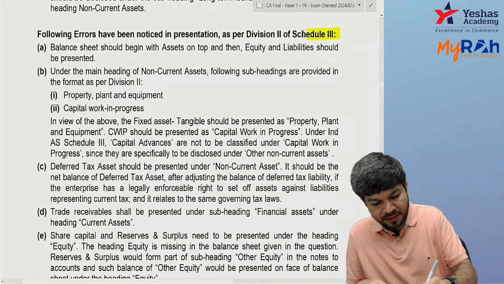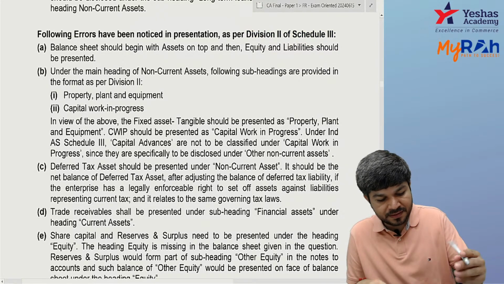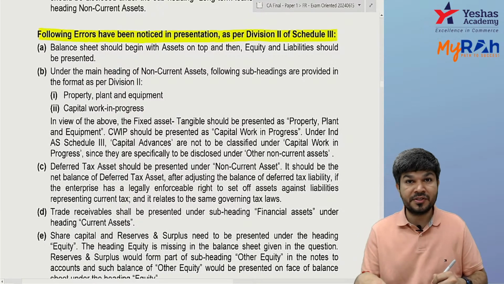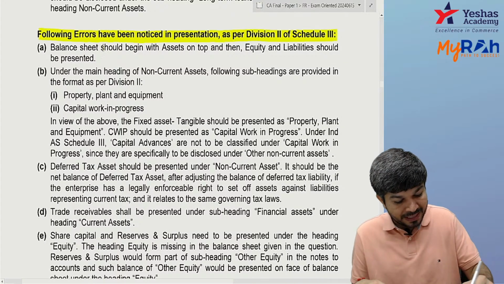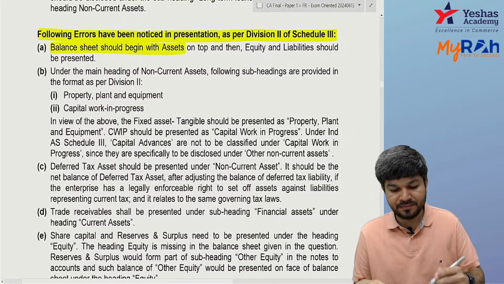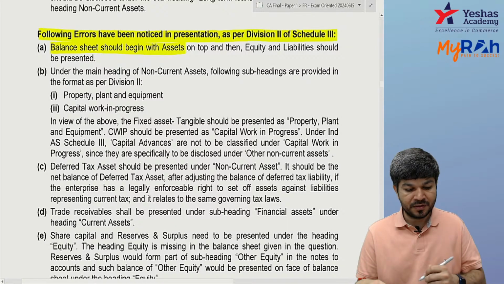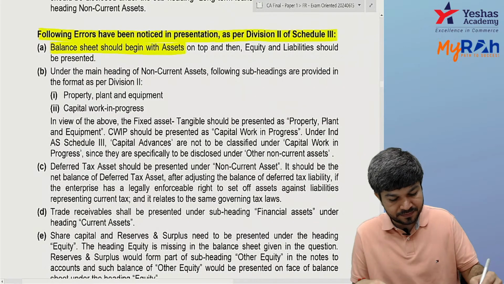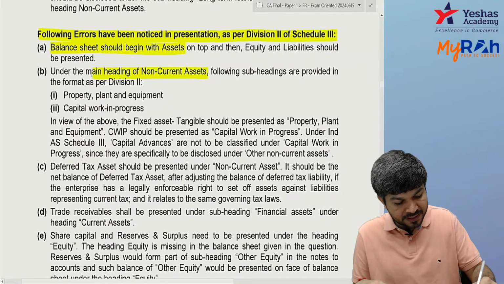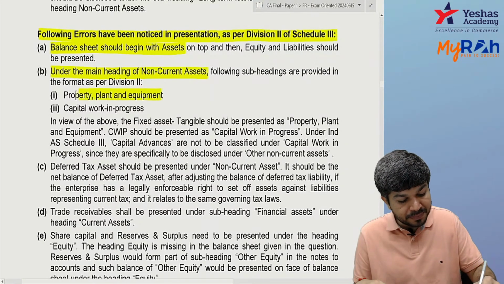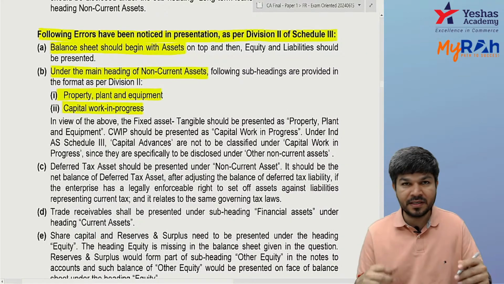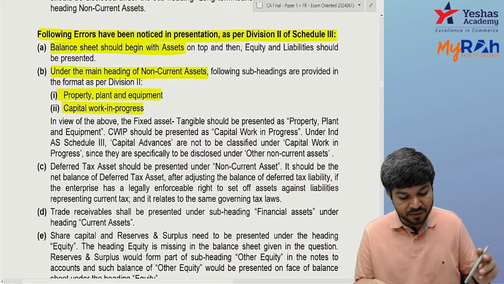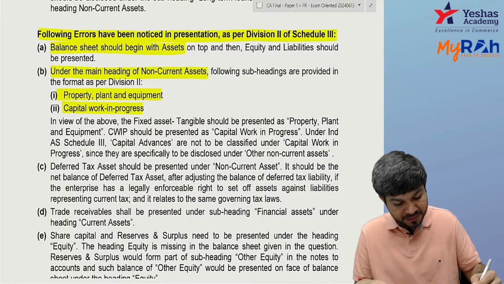Division 1 is not relevant for exam purposes, CA Final, so I'm skipping it. The following errors are there as per Division 2. The balance sheet should begin with asset, then comes equity and liability. Under asset, under non-current asset, you should have PPE and CWIP. They've written fixed asset tangible. No. The fixed asset tangible should be presented as CWIP.